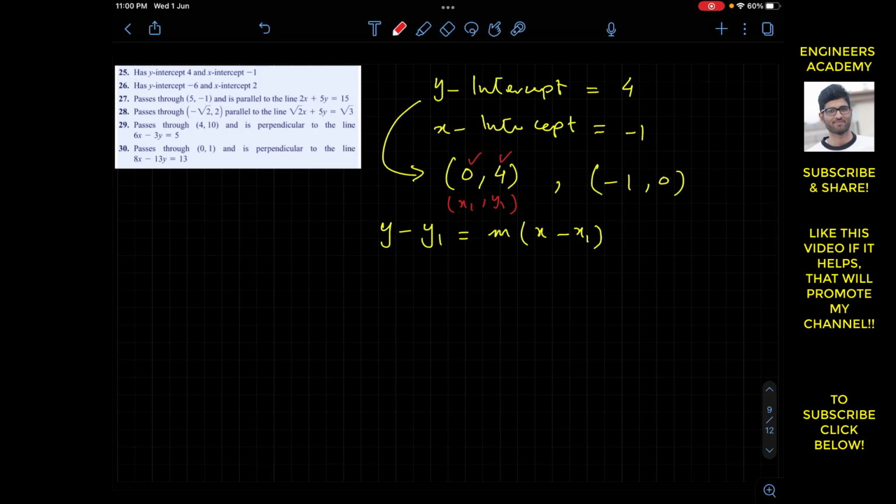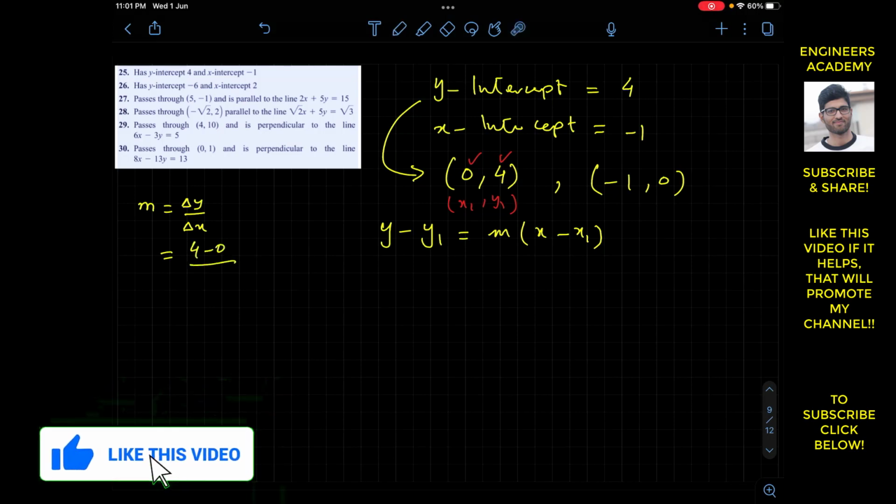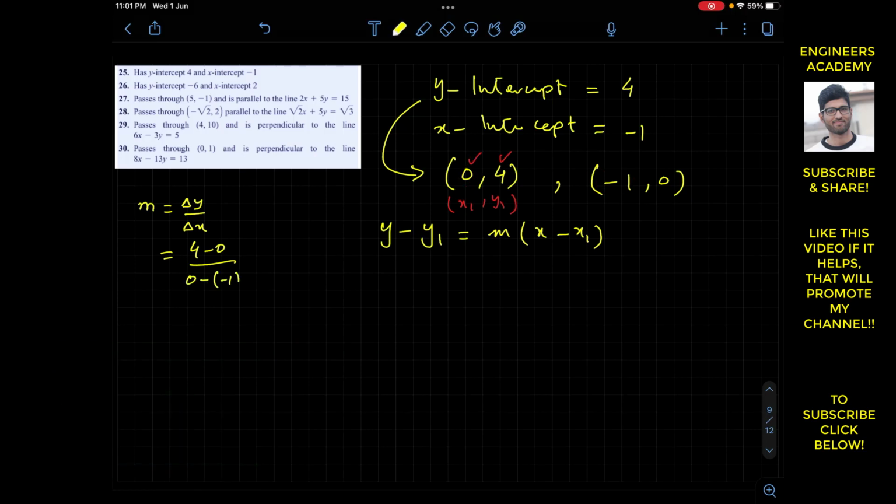Since we are given 2 points, we have to find the slope to use this equation. The slope is always equal to rise, the change in y divided by the change in x. So the change in y will be 4 minus 0, and the change in x will be 0 minus -1, which is +1. So this is 4 divided by 1, and the slope is equal to +4.